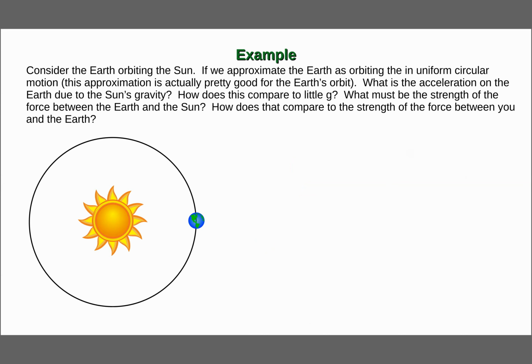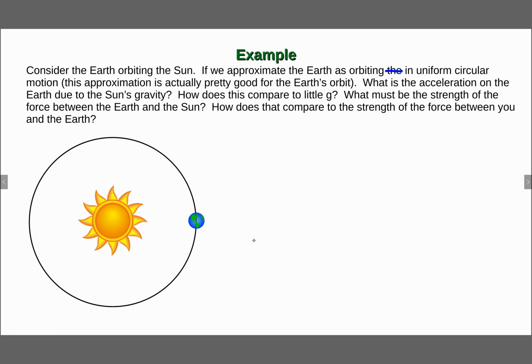Consider the Earth orbiting the Sun. If we approximate the Earth as orbiting in uniform circular motion, and this approximation is actually pretty good for Earth's orbit, it is almost circular. What is the acceleration on the Earth due to the Sun's gravity? How does this compare to little g, and what must be the strength of the force between the Earth and the Sun? And how does this compare to the strength of the force between you and the Earth?